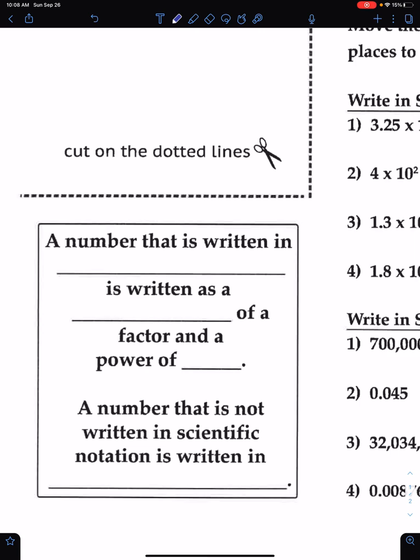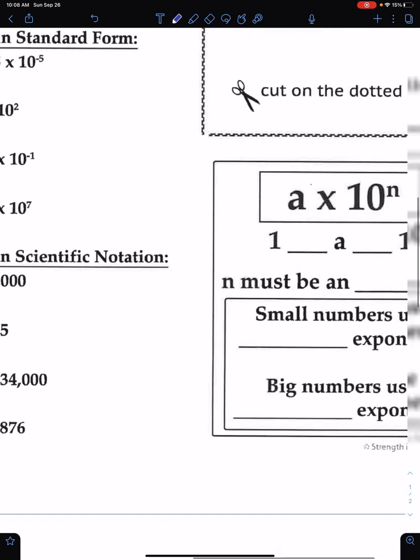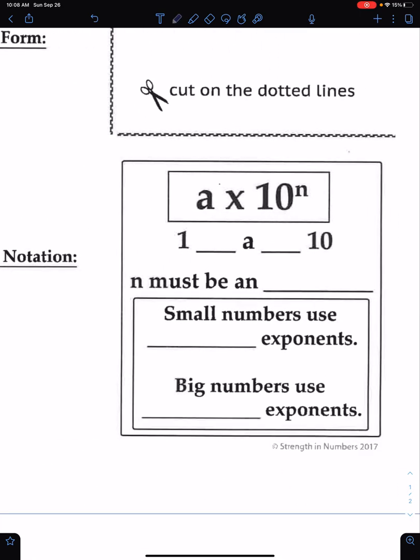A number that is written in scientific notation is written as a product of a factor and always a power of 10. A number that is not written in scientific notation, we say, is written in standard form. So you'll be asked to switch between scientific notation and standard form. So let's take a look at what scientific notation looks like.